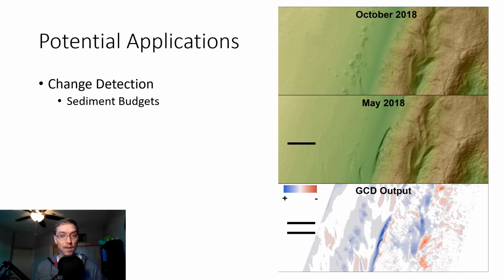Where the blue is, that means there's been a rise in the surface from the old time step to the new time step. There's been deposition. Where there's red, that means there's been removal of a surface layer. So we care about sediment budgeting in this example. So we're looking at how much sediment is being moved up and over this dune system, how much the beach is eroding, all these different changes to try and quantify, in this case, a restoration project.